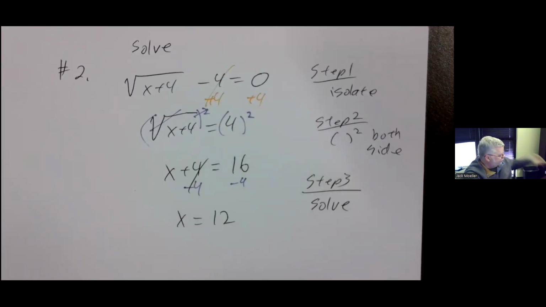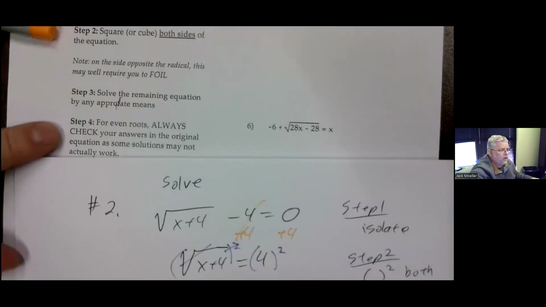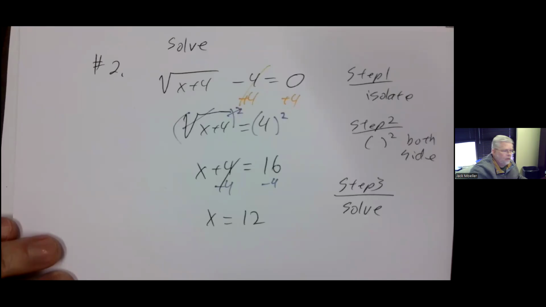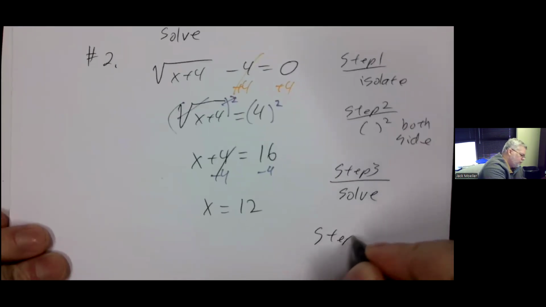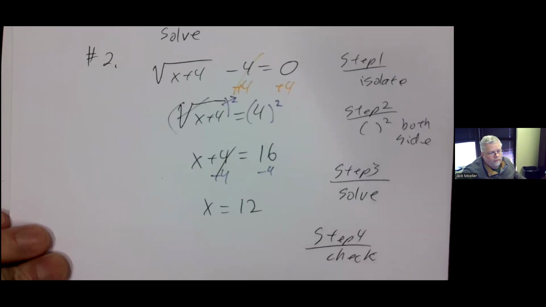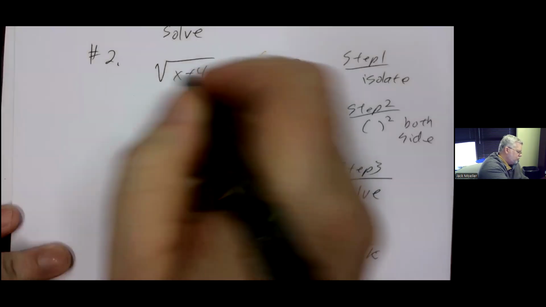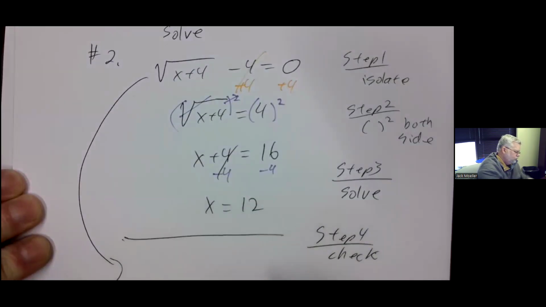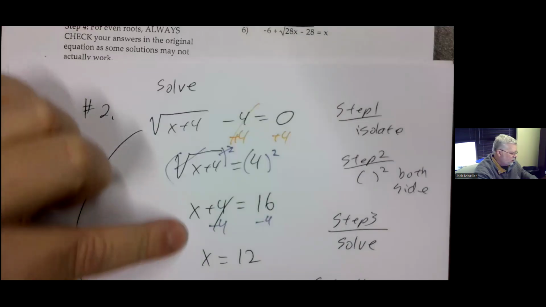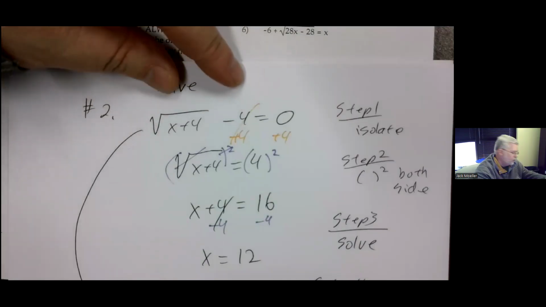So are we done? Well, if you put in x equals 12, you may get lucky, but there is that extra step. Always check your answers in the original equation. So let's go through and check. Always go back to the original problem, because if you check it in here, you're not catching what's happening up at the very beginning.